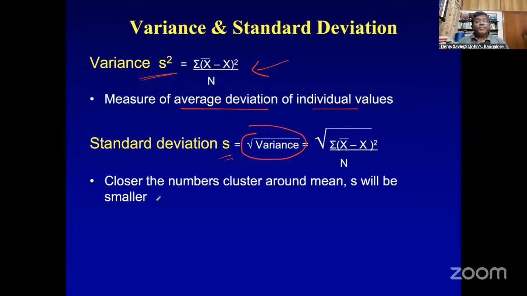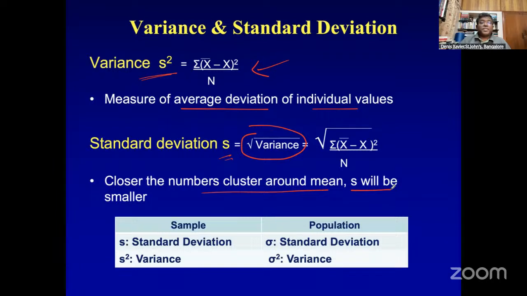Okay. So now the more important thing for us, how do we interpret standard deviation? Closer the numbers cluster around the mean, standard deviation will be smaller. It's a very homogeneous population. Standard deviation will be smaller. And standard deviation is very important for so many statistical tests. Don't worry, if you're doing MSc statistics, you need to know the difference between S and sigma and variance and all. I'll skip that.